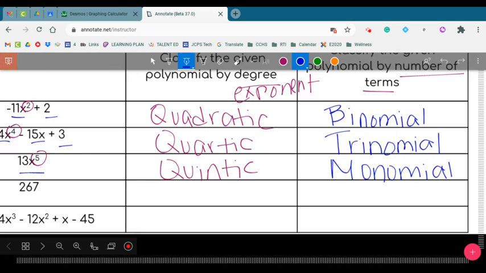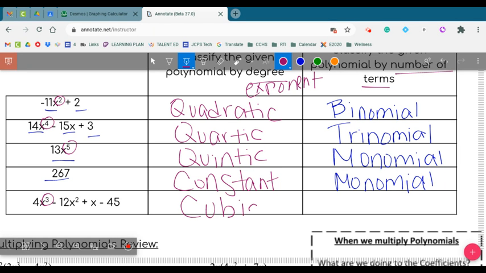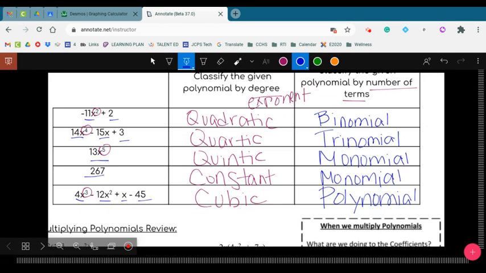Okay. Next one, there is no exponent, so this is called constant. So if we just have a number, it's constant. We have 1 term, so it is a monomial. This one, our biggest exponent is 3, so this is cubic. And we have 1, 2, 3, 4 terms, so this is a polynomial. Okay, let me know if you guys have any questions on that.